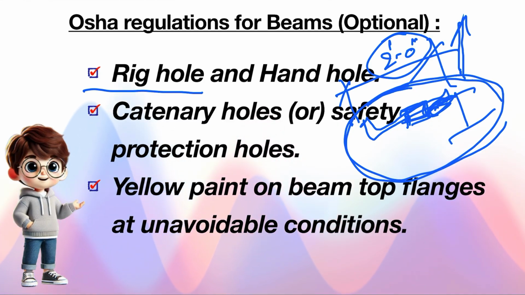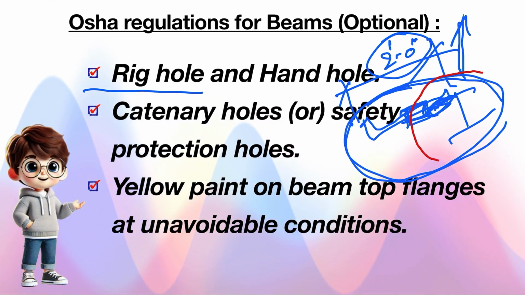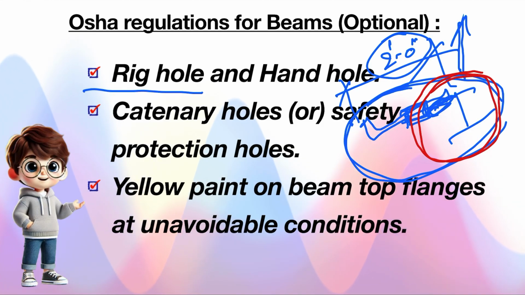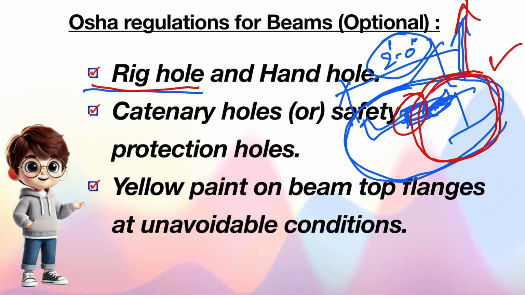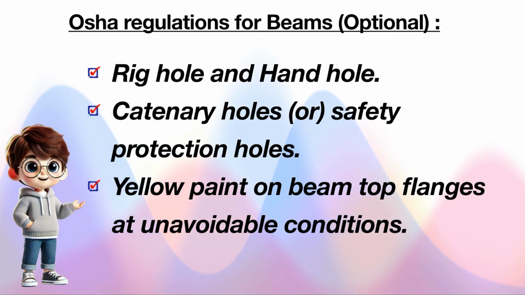Okay, then what will happen? The chain will be wound up using that hole and then they will lift. So this kind of hole we call a rig hole. After erecting the beam, this hole will be covered with a filler plate and then it will be field welded. Okay, and then hand hole. What is a hand hole?